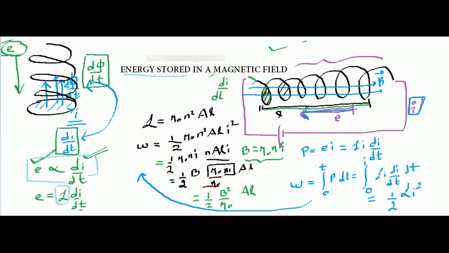So if you divide this by the total volume, then the energy stored per unit volume in the magnetic field is half B square by mu naught. So energy stored in a magnetic field per unit volume is half B square by mu naught. This is the magnetic energy stored per unit volume.